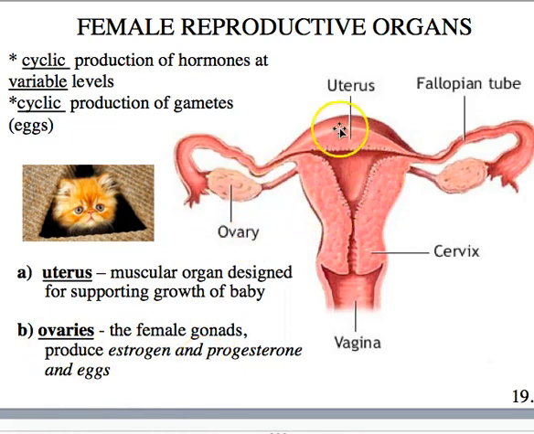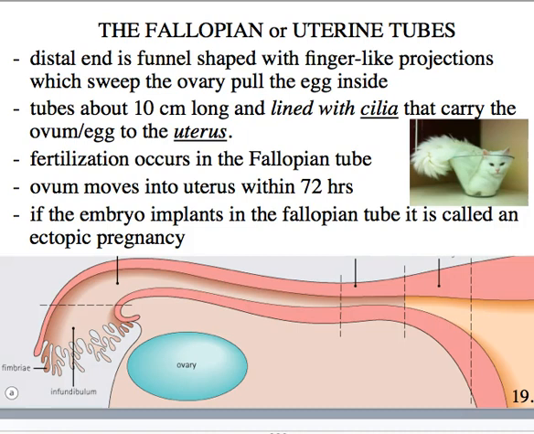The uterus is this incredibly muscular organ. Look at this muscle. Holy cow, it's so huge. That's designed to support the growth of a baby, and it is a very finicky, ridiculous, amazing organ. Let's talk about it. It's not ridiculous, it's amazing. Okay, so let's talk about the fallopian or uterine tubes. Your book calls it the uterine tube sometimes.